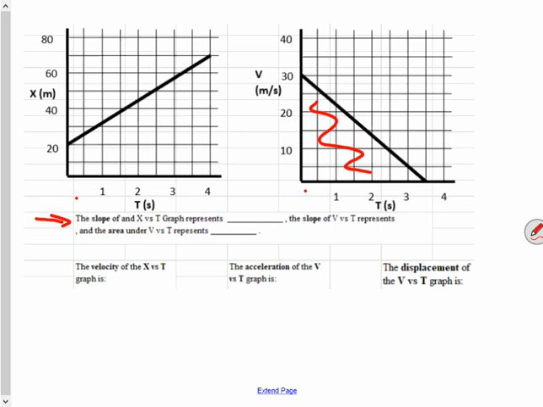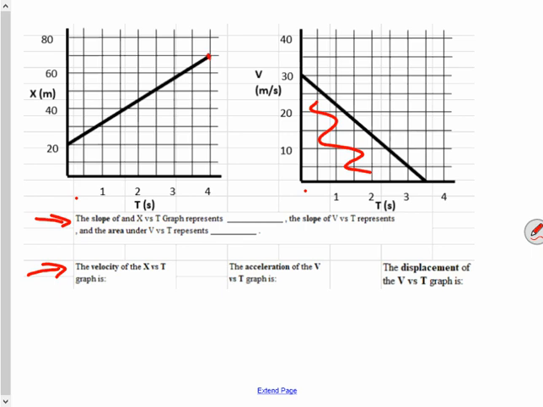The velocity of an x versus t graph. If you ever see a question that asks about velocity, remember the key for anything is if I ever give you a graph, I'm really asking about the slope or the area. So I say the velocity of the x versus t graph is, so we're going to ask for velocity here.